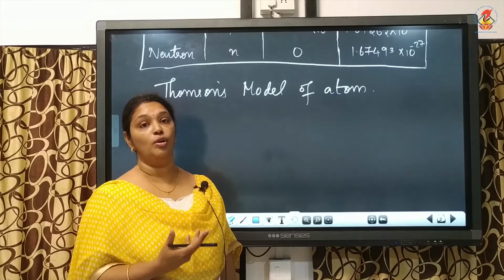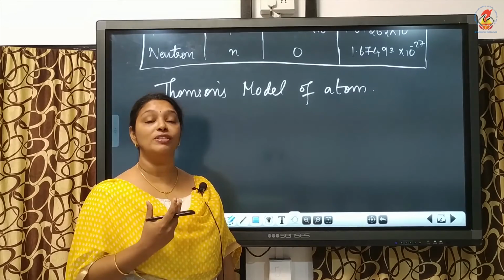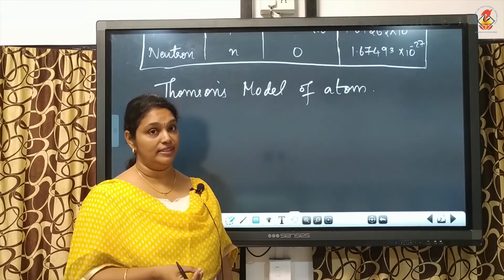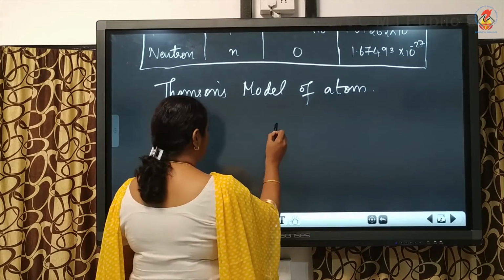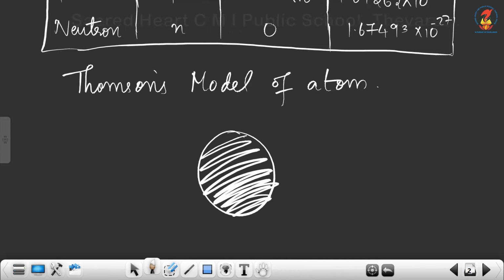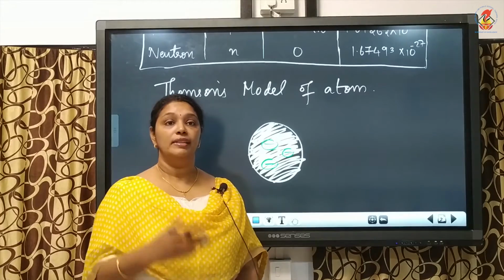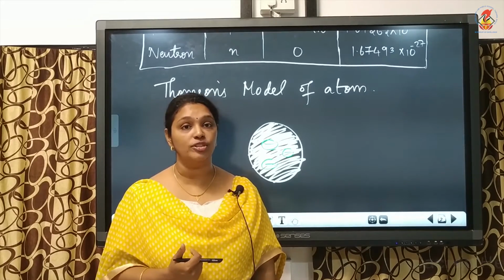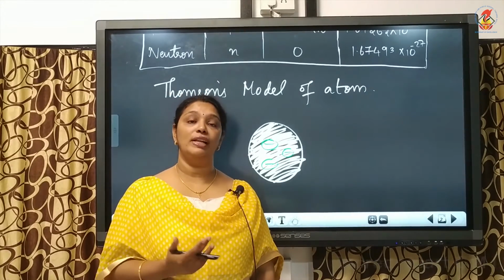Now according to Thomson's model of atom, an atom consists of a positively charged sphere in which the electrons are embedded in it. So if you draw the structure of an atom, it consists of a positively charged sphere. Now in this atom, the positive charge is uniformly distributed inside the atom, and the negative charge is embedded in it. And also we can say the number of positive and negative charges are equal in the atom, and we can say that an atom is electrically neutral. But this Thomson's model had many drawbacks.